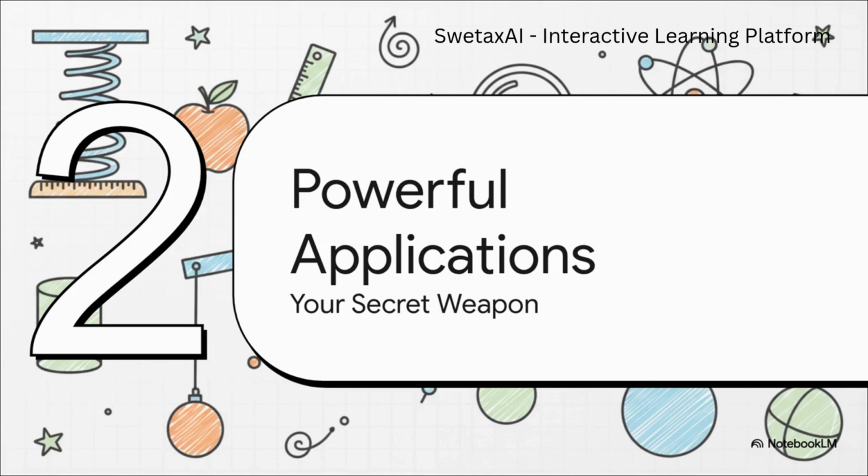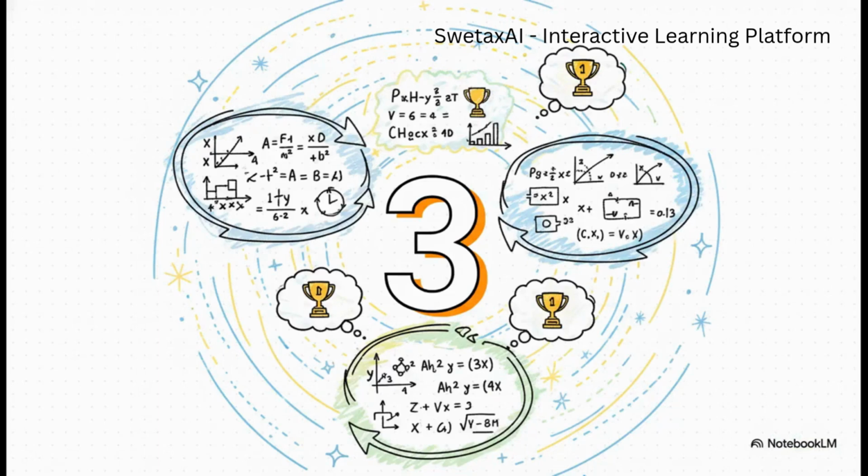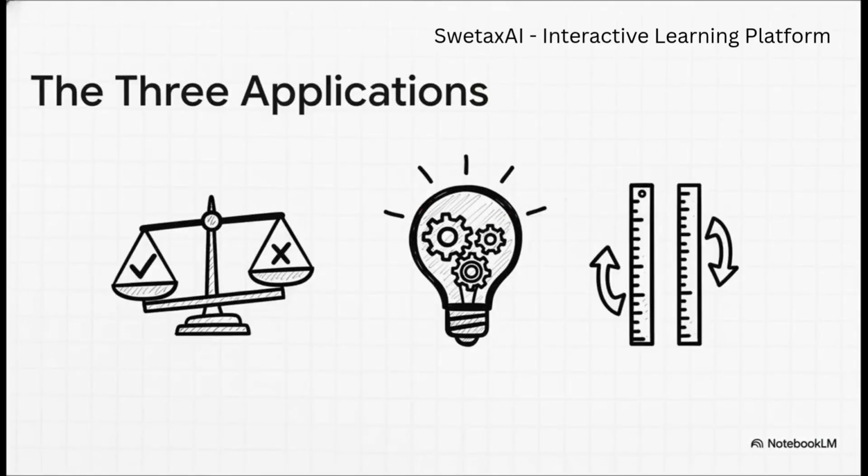Okay, so we know how to find the dimensions. Now it's time for the payoff. This is where all that theory turns into your secret weapon for the exam hall. This one skill has, count 'em, three incredibly powerful applications that are going to be your absolute best friend when the pressure is on. Number 1, and this is the big one for exams, you can check if an equation is even physically possible. This is the fastest way to eliminate wrong answers.